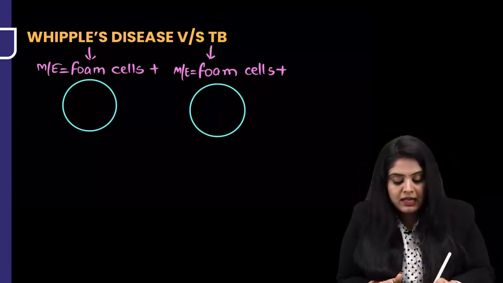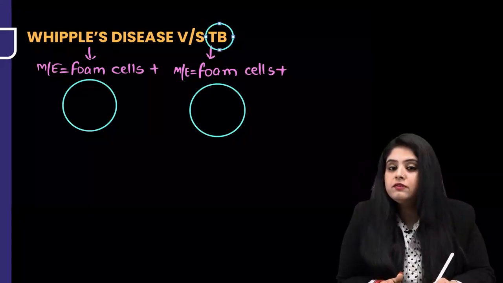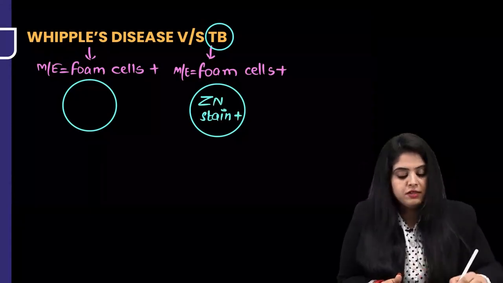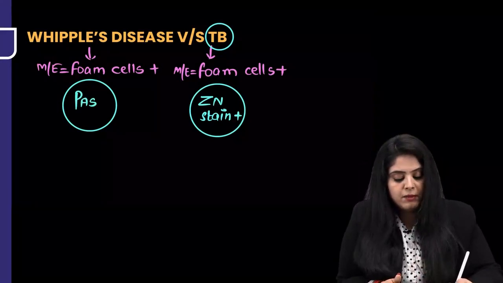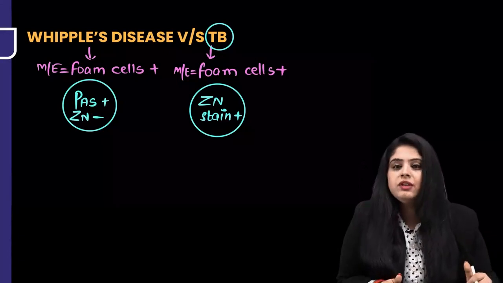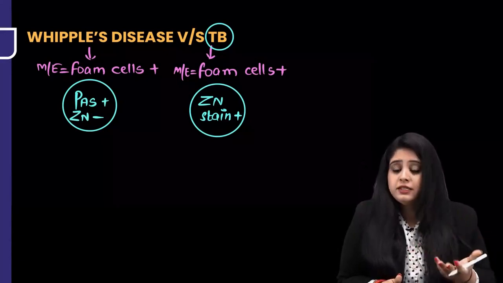So for TB, I know one stain which will not be positive in Whipple's. What is that stain for TB? Common sense, the ZN stain. If those foam cells come out to be positive for ZN stain, it is TB. If those foam cells come out to be positive for PAS and not for ZN stain, it is Whipple's. How easy. What a common sense thing, but they ask you in the paper.